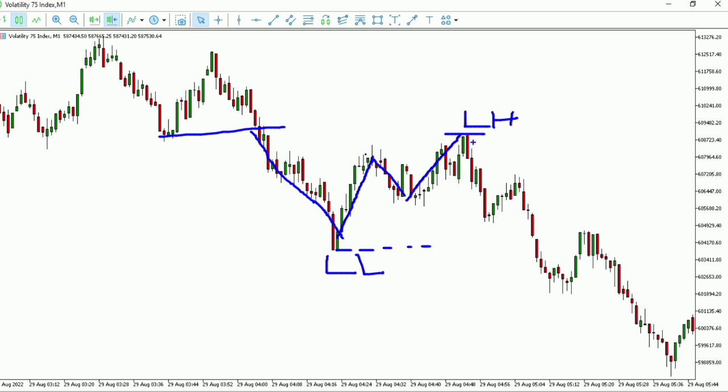Why do I say this is our lower high? Because this is where the market pushed and we haven't broken here. So we were still in a pullback until we pulled down to this point to create a new lower low, and this new lower low broke past this lower low. So that's why it's a lower low. That's why we are in a downtrend now.